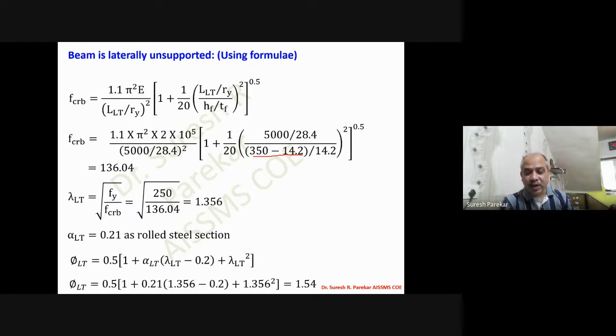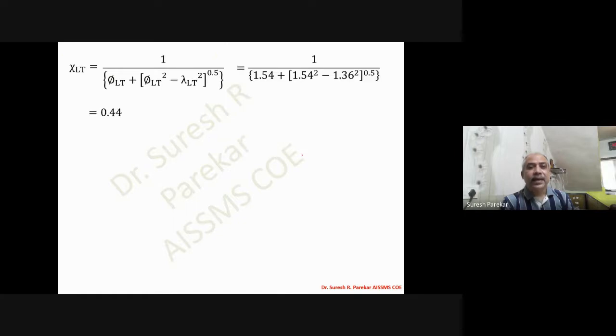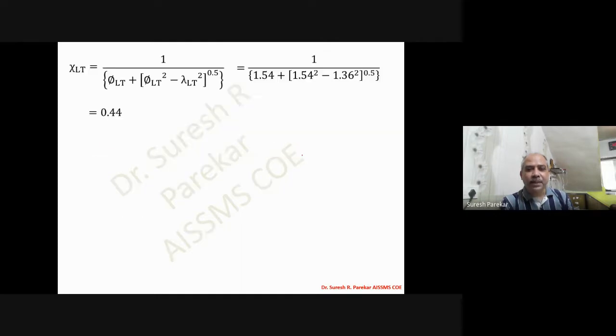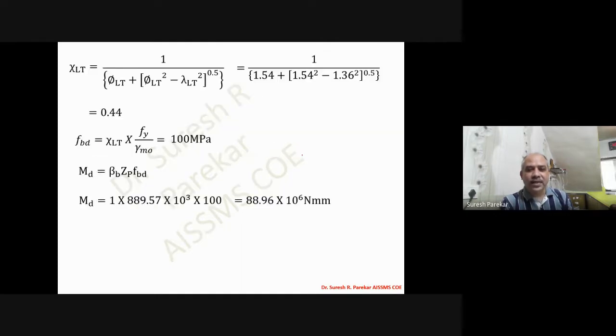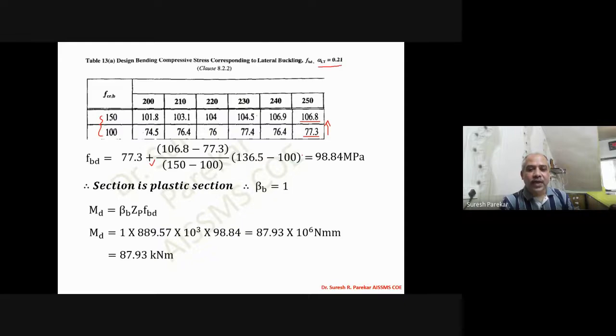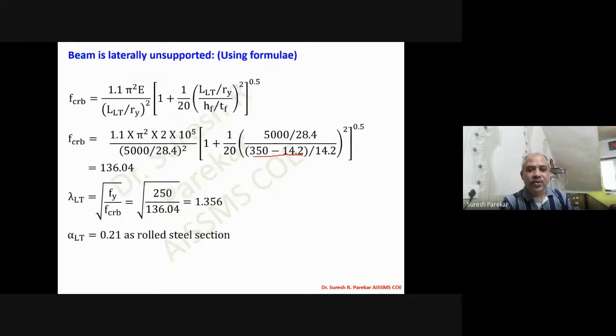Now substituting the value of phi LT in XLT, we are going to get the value of XLT. And then we can put this value of XLT in FBD, and we will get it as 100 MPa. So you can see FBD, whatever we got, that is 98.84 MPa. Here we got this value as 100. And then 88.96 kilonewton meter, and if you see their value, we have 87.93 kilonewton meter.